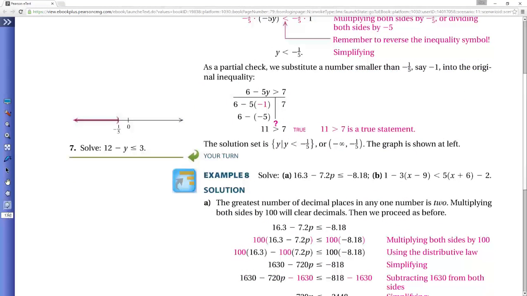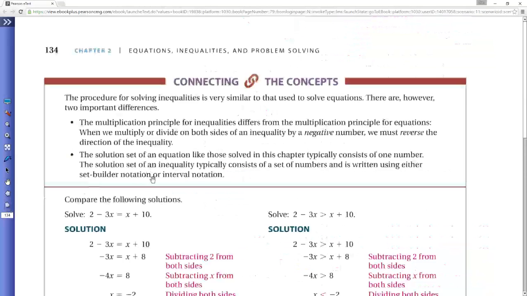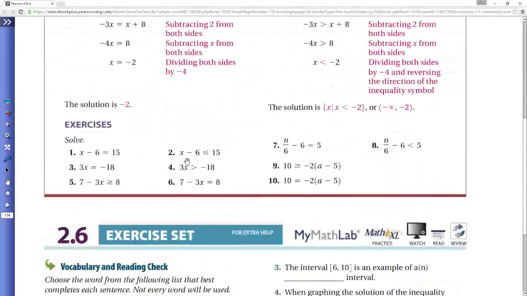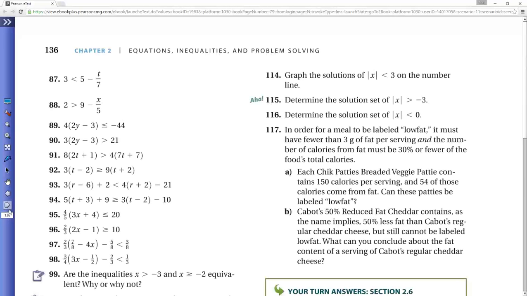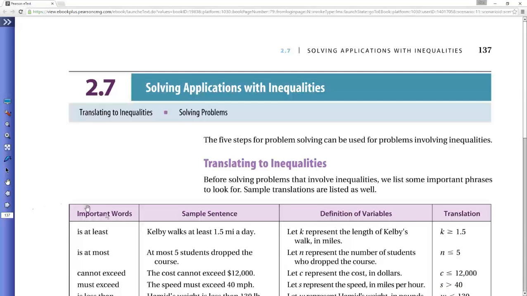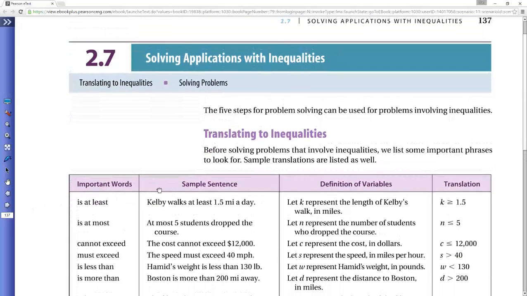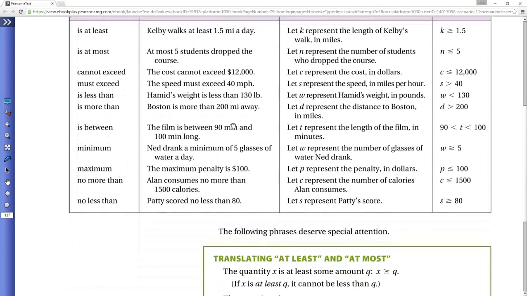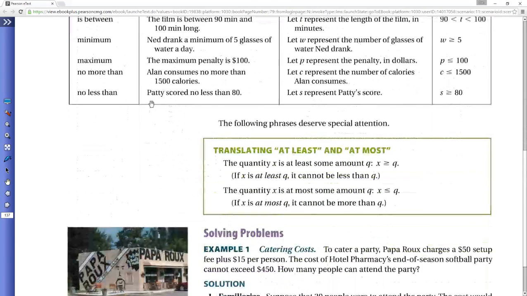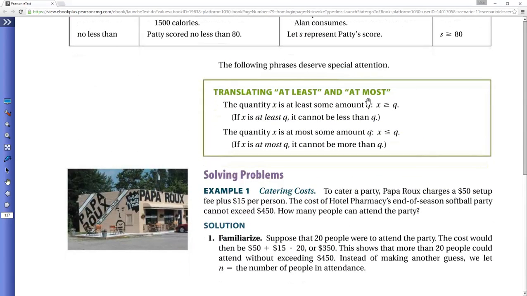Go through the examples. Here's some animation to explain that. Then they're going to have a kind of summary, connecting the concepts that we've gone through. And there are our problems. And then they get into solving applications with inequalities. A lot of language on interpreting. I would recommend that you go through all of this. Okay? Translate at least and at most. They really mean something other than equal. Okay? And it goes through that.